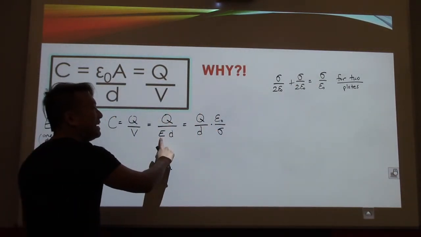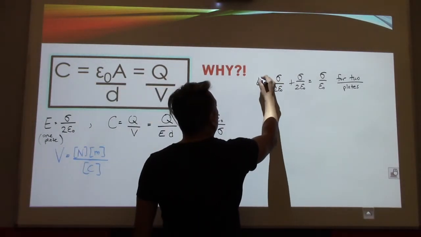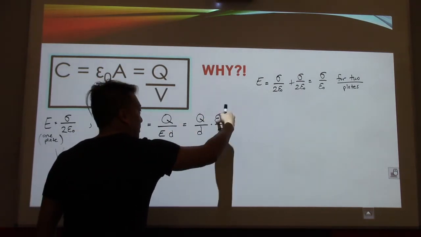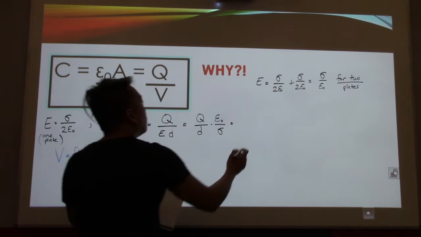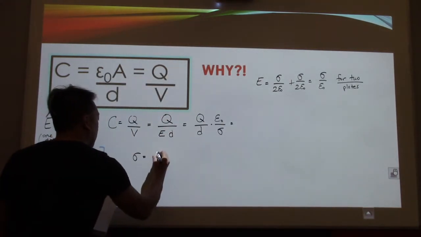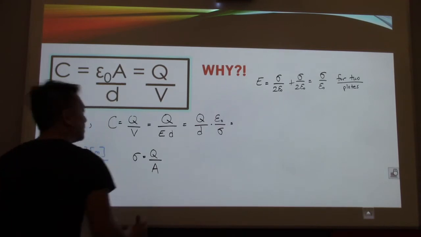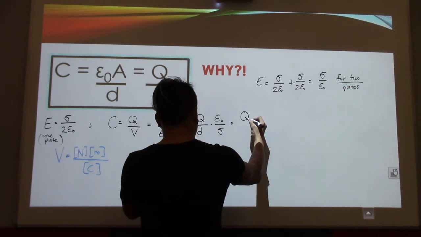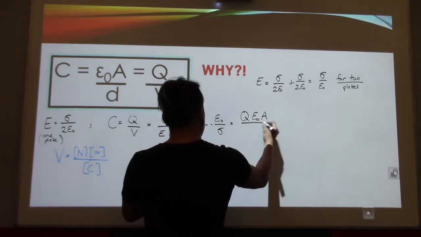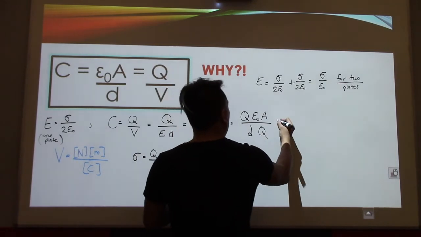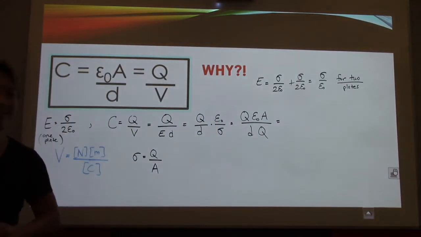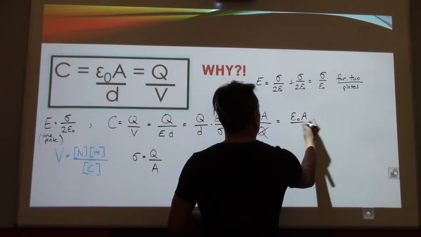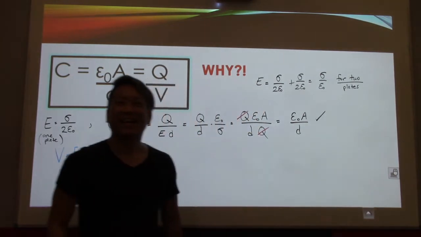We're going to plug in for E. So E is sigma over epsilon naught. Sigma over epsilon naught. Flip it, right? I flip it. And final cancellation, we get, voila. That's where the equation came from.